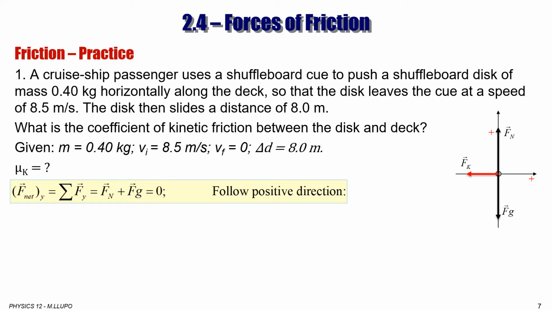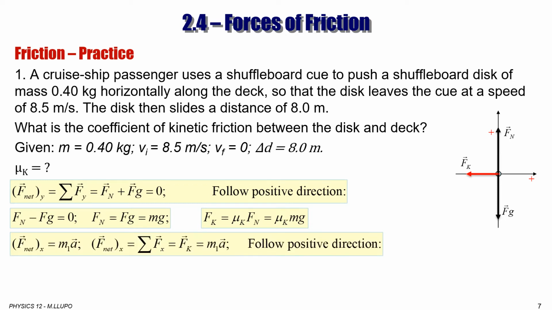Let's start with the y. So F net y is equal to Fn plus Fg is equal to 0. So if you see that positive direction is up, as normal, then normal force is positive and Fg is negative. So we see that Fn is equal to Fg is equal to mg. Let's move to the x-axis. Since Fk is equal to mu k Fn, that means Fk is equal to mu k mg.